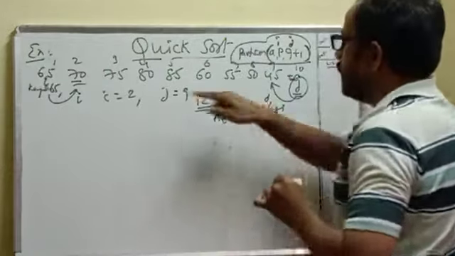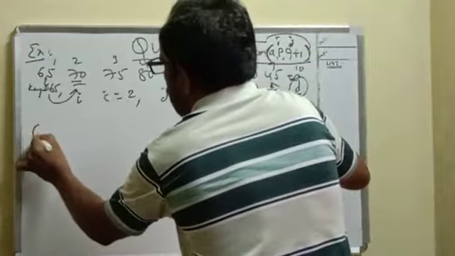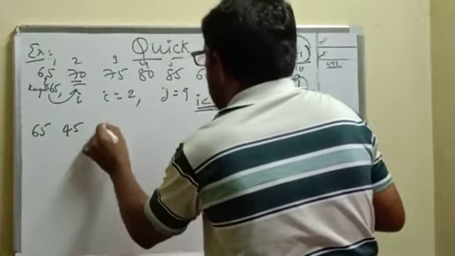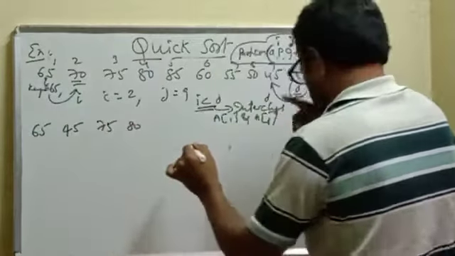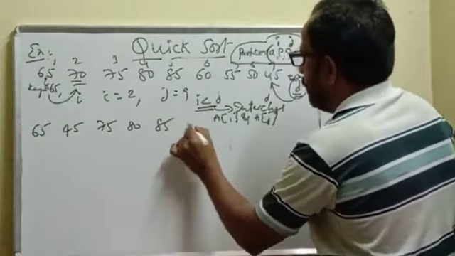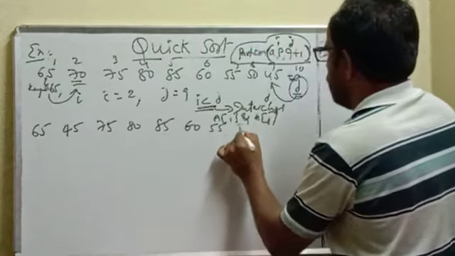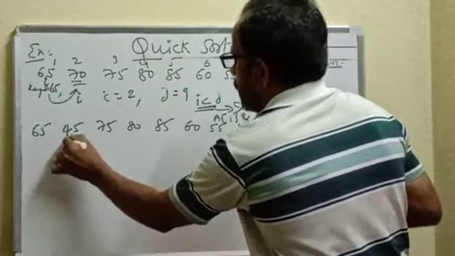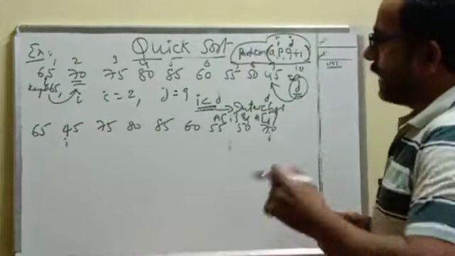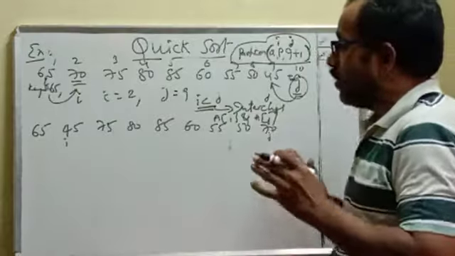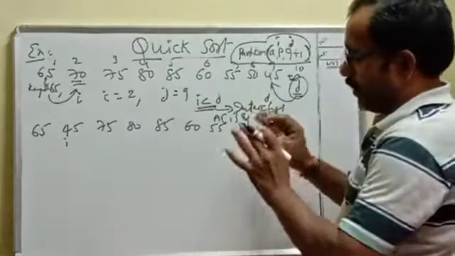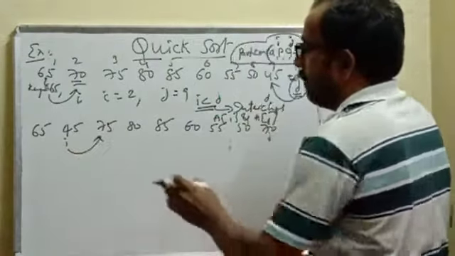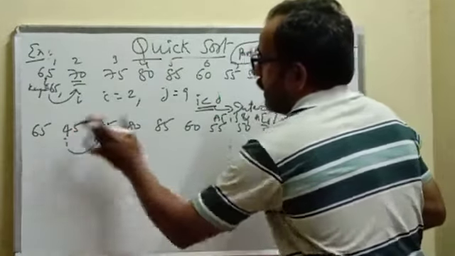After interchanging A of i and A of j, what is the updated array now? 65, 45 comes to the 70's place, the second index, then 75, 80, 85, 60, 55, 50, and 70 occupies here. So the earlier j value is here, and the earlier i value is here. Same procedure again: until crossover occurs between i and j, we repeat the same procedure. Again, increment i by 1 unit and verify whether A of i is greater than the key element or not.